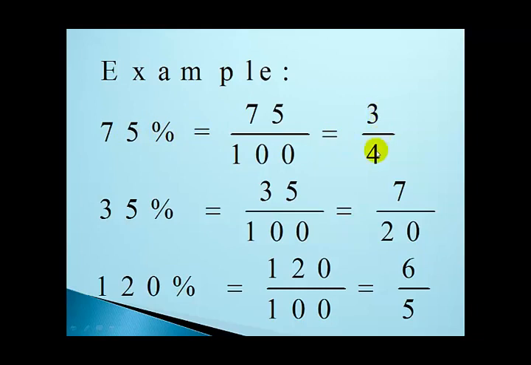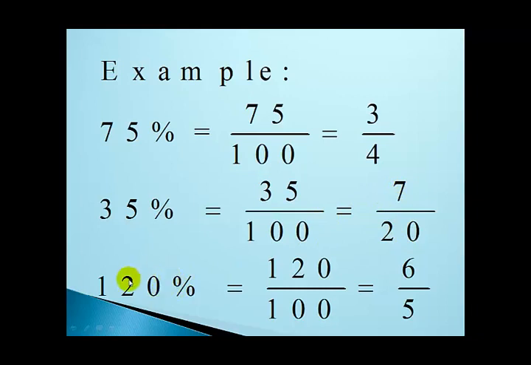Now 35% is equal to 35 divided by 100. Now 5 goes into 35 7 times, and 5 goes into 100 20 times. This means that 35% is equal to 7 over 20.